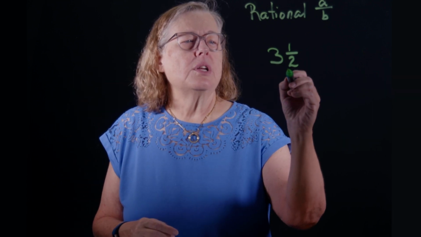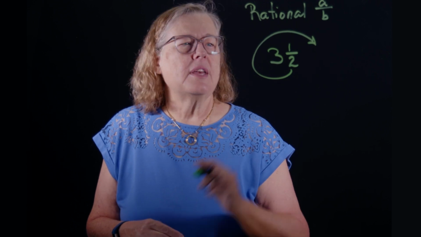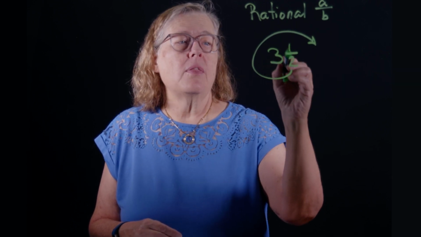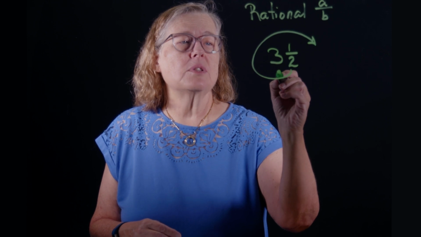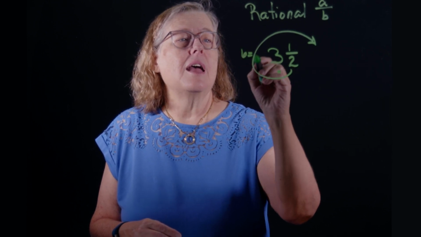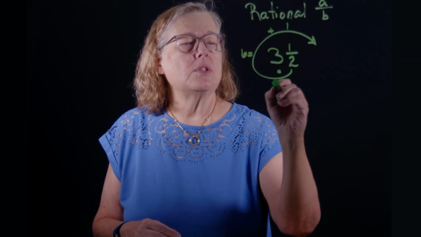I like to start here at 2, and I draw my little arrow like this. And so I say, I take the bottom number, the denominator. I multiply it by the whole number. So what is 2 times 3? That's 6. And then I take this 6 and I add the 1.